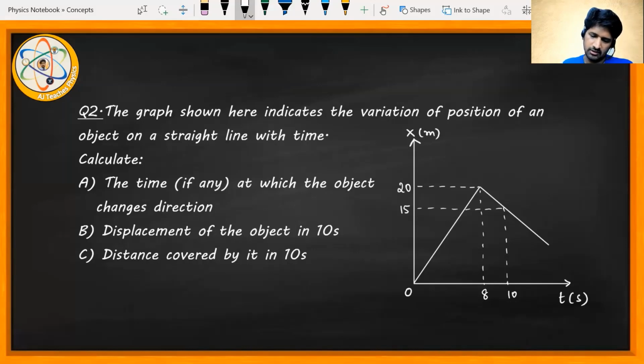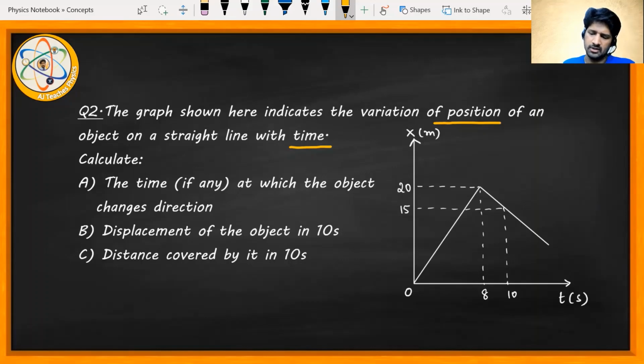The graph shown here indicates the variation of position of an object on a straight line with time. So this graph indicates how the position of the object changes with time. So it tells you at different times what is the position of the object, as you can see in the graph. So the graph suggests that when t is 0, that is when you start counting time, the object is at x is equal to 0. When t is 8 seconds, the object has gone to x is equal to 20. And at t equal to 10 seconds, the object is at x is equal to 15.